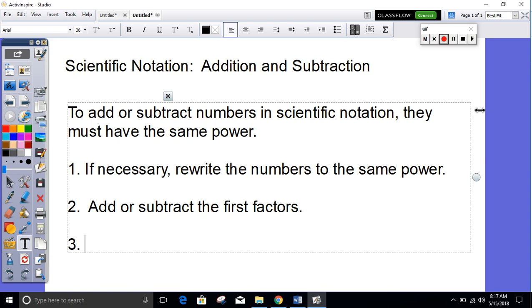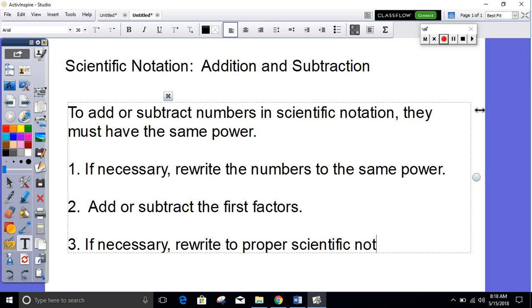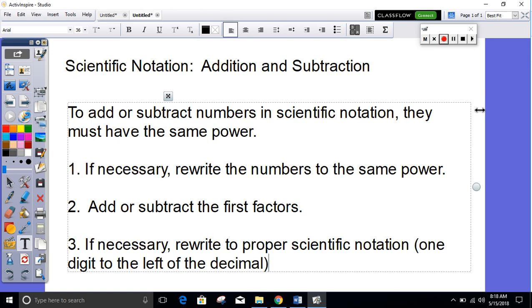And then sometimes after you add or subtract them, you end up with a number that's not in proper scientific notation. So again, this is an if necessary. You may have to rewrite your answer to proper scientific notation, which is one digit to the left of the decimal. This is all the writing you have to do. After this, it's just examples.